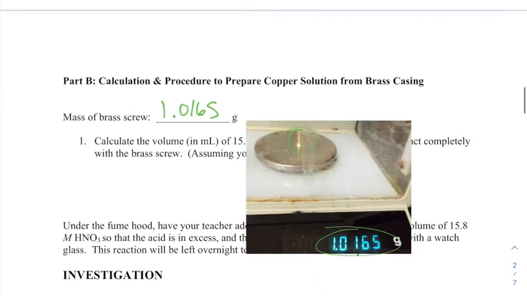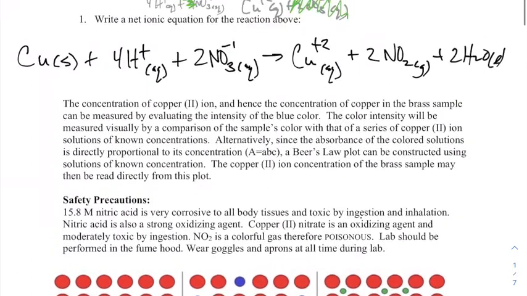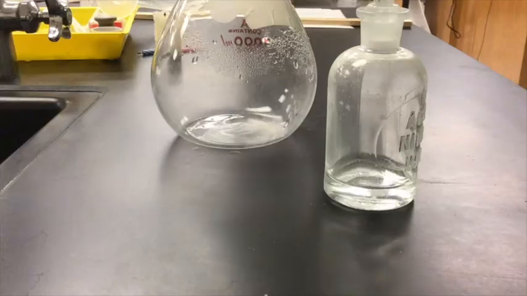Now I'm going to take that screw and put it into nitric acid, as indicated by our equation up here, and we are going to react it away. Pay particular attention to the brown gas that is formed. That is the poisonous nitrogen dioxide gas that we will see.